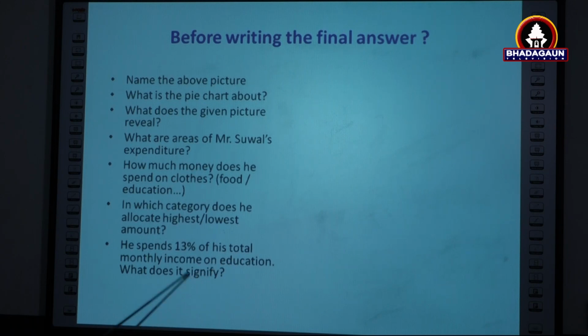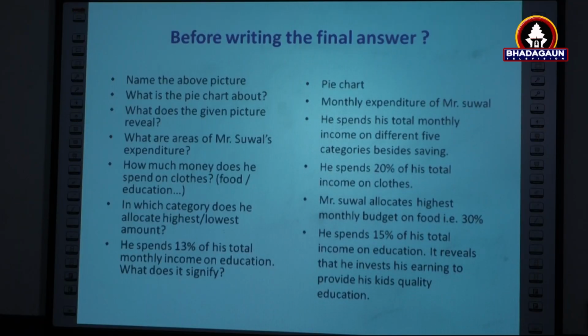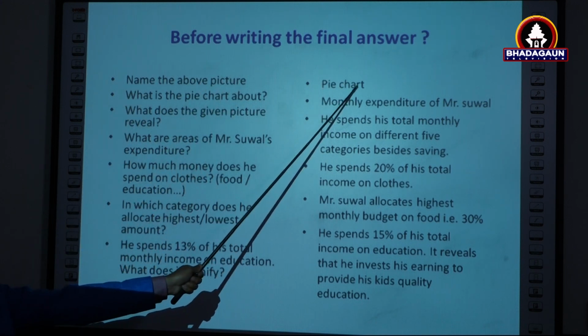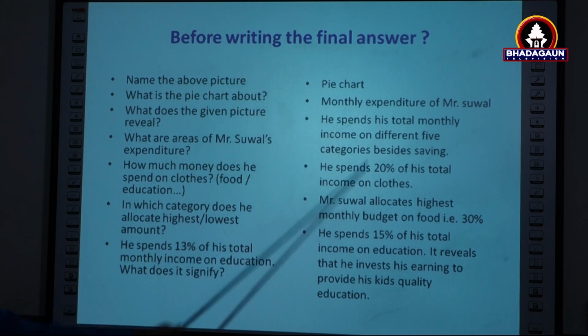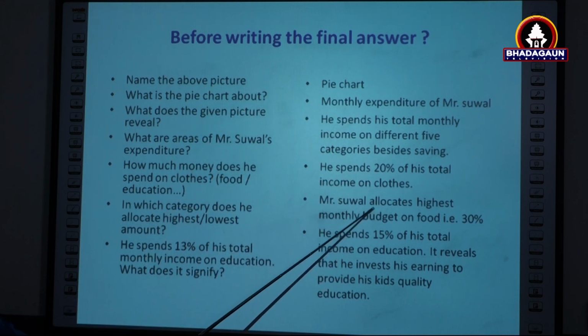And what does that 13% signify? Whether he is providing quality education or not, you can make your own judgment and make the analysis based on this. So you might have answered all of these questions in your mind. Before that, I have prepared the answer also. See here, name the above picture: pie chart. What is the pie chart about? This is the rough answer, right? Now we have prepared the rough answer.